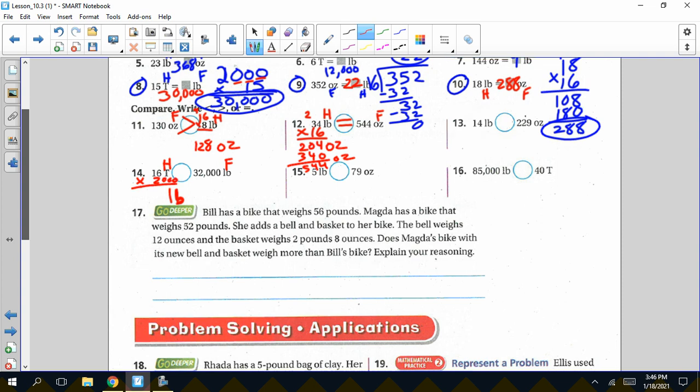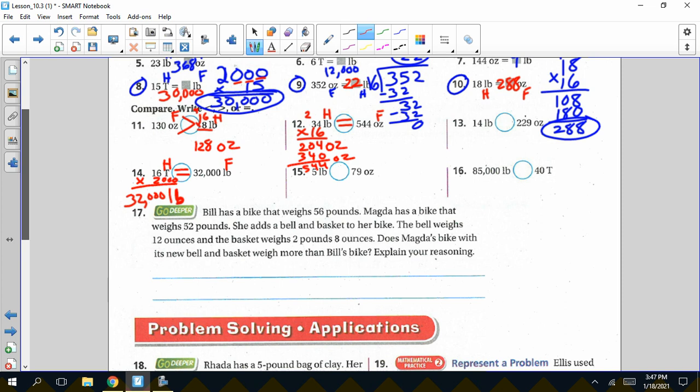And I'm just going to go 16 times 2 is 32, and add the extra 3 zeros to the end. This side is 32,000 pounds, and the other side is also 32,000 pounds. So therefore, 16 tons is equal to 32,000 pounds.